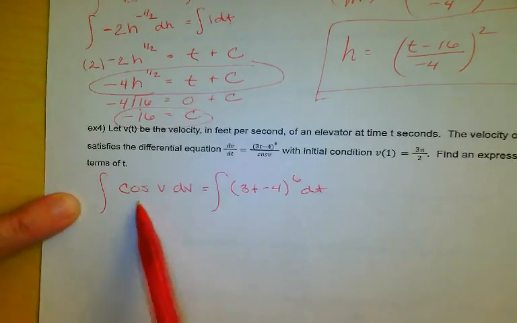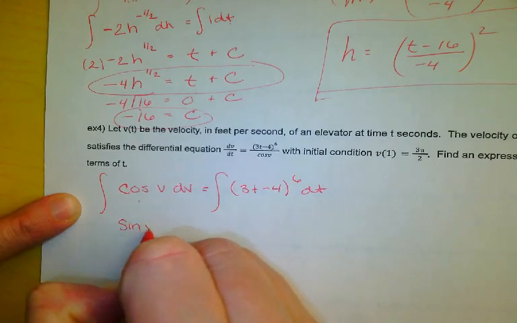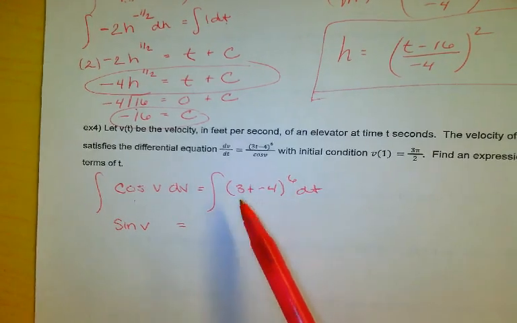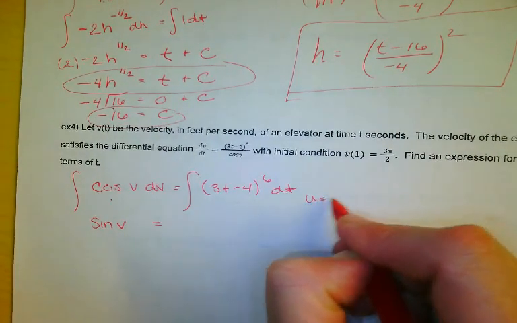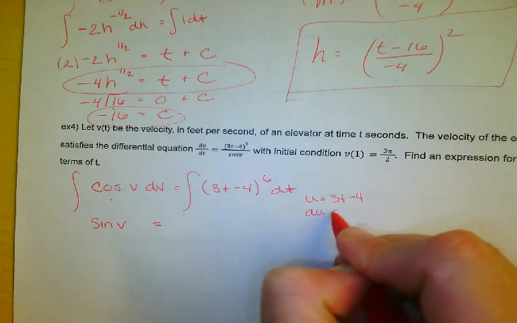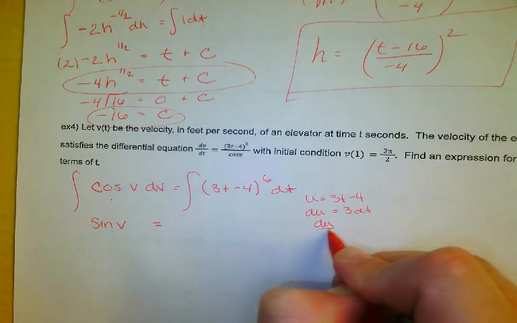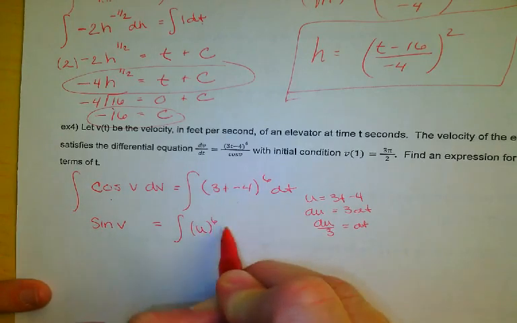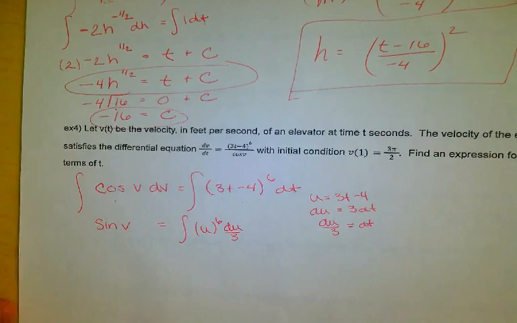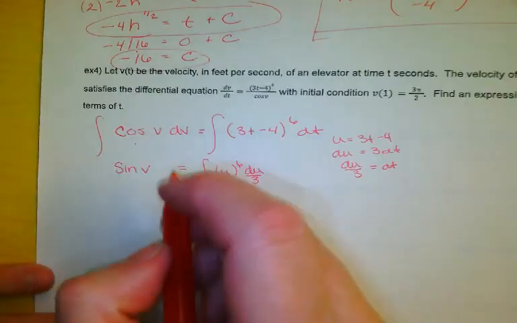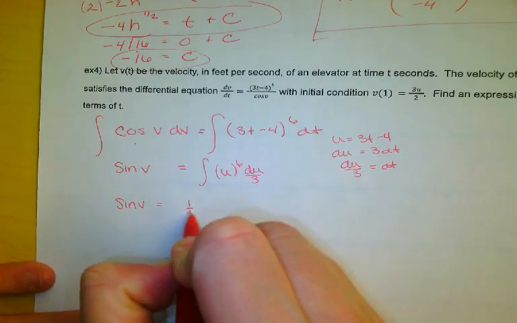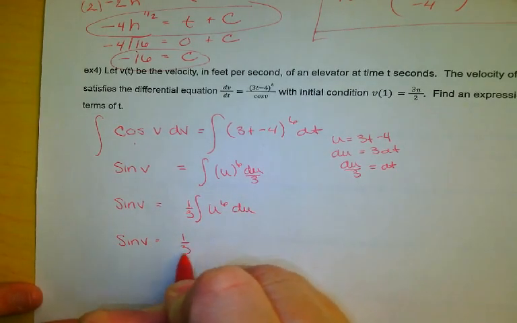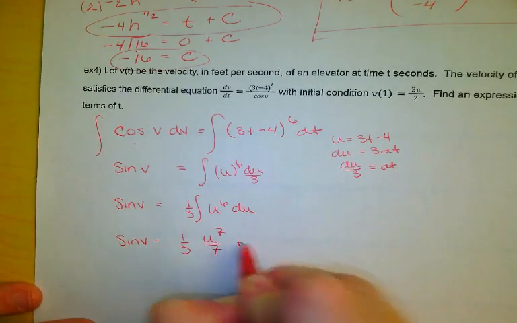The left side, whose derivative are we staring at? The derivative of sine, so we just get sine of v. Okay, this side, again, I have an inner function. The only option is a u sub. Make sure you're using u sub. U to the 6 and du over 3. And u to the 6. U to the 7th over 7 plus c.